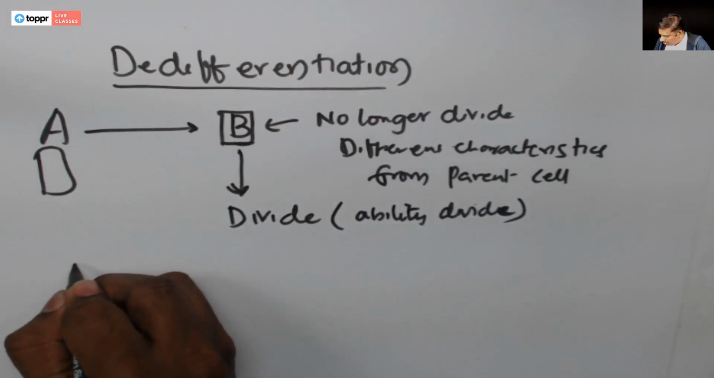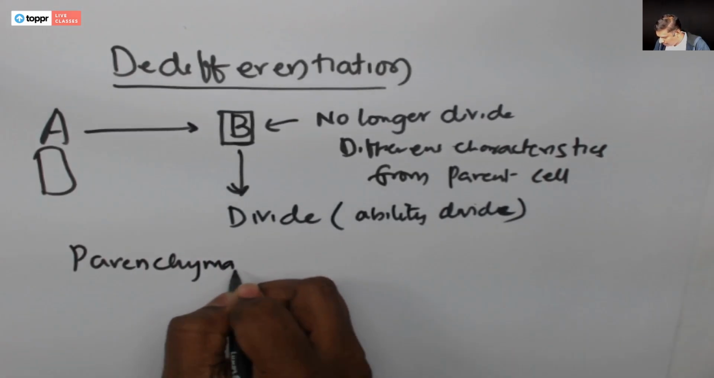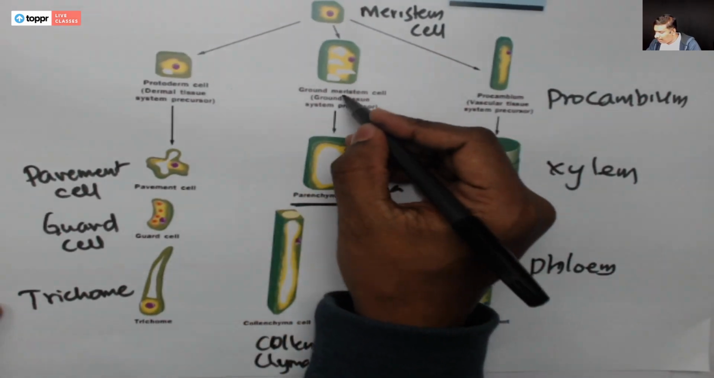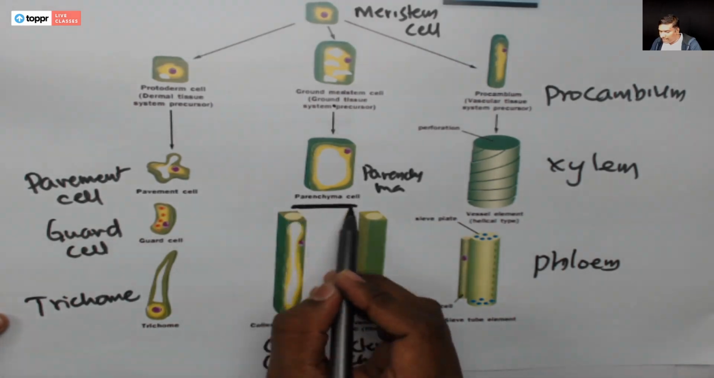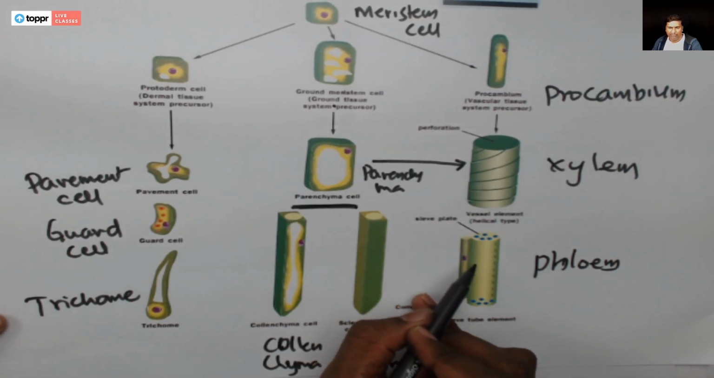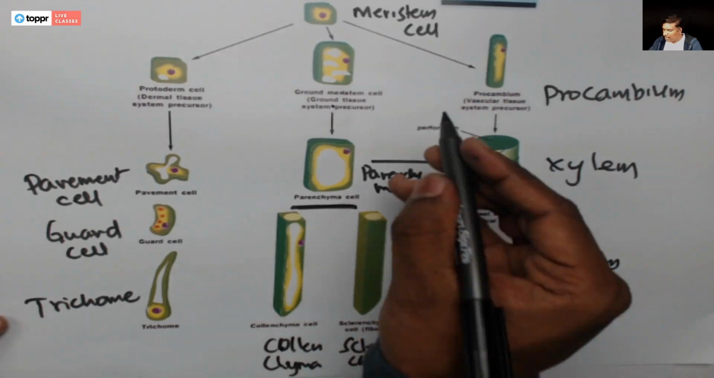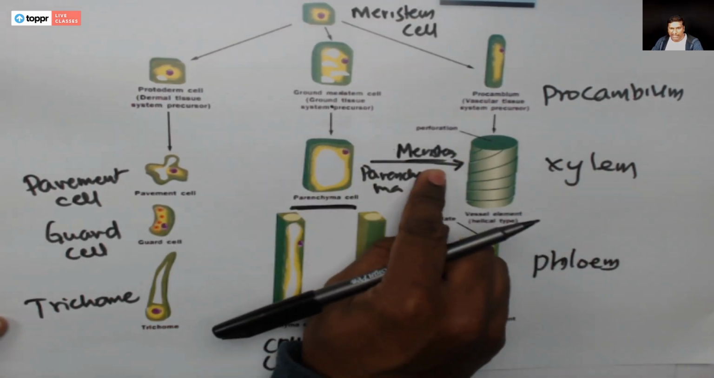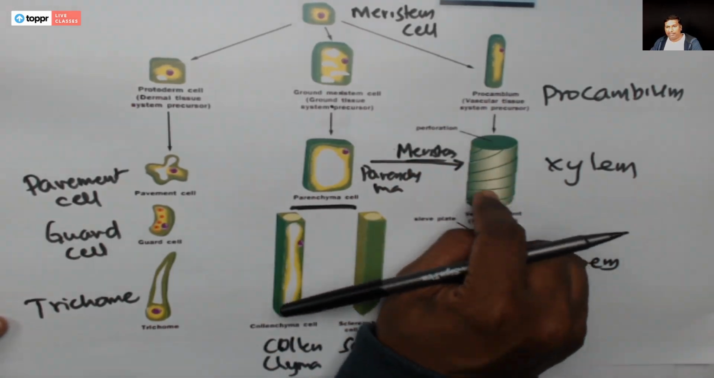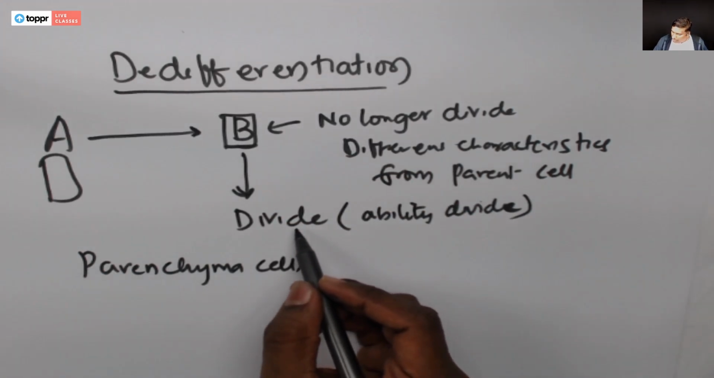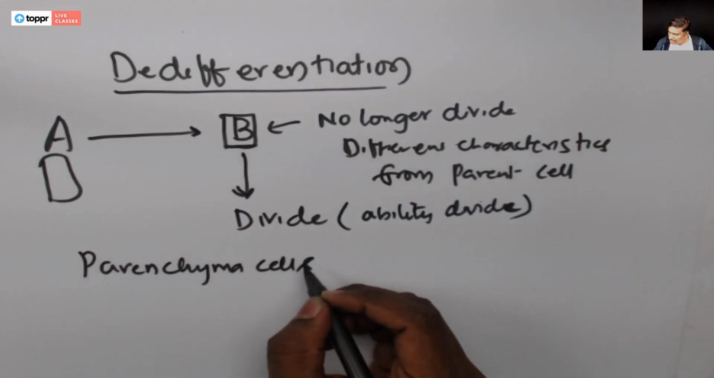However, if you take the example of parenchyma cells, we've seen here that from the ground meristem cells, you are getting your parenchyma cells. These parenchyma cells, under certain conditions, can get converted into a different kind of cell, that is the xylem or the phloem. And in order to do that, it will first get converted into meristem, and the meristem will then again give rise to your xylem or the phloem. So the meristem here is your cambium. So here, when a cell reverts back to its original form, we say the cell is de-differentiated.